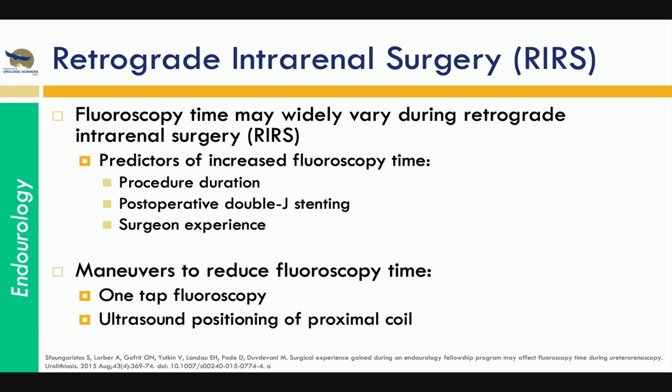There is some suggestion that you can try using ultrasound to image the proximal coil and position that, but it's a very small stent. It's not that it is radio-opaque, but it's hard to see. So long story short, unfortunately, ultrasound's not really a good replacement for just regular run-of-the-mill ureteroscopies, despite all these various advances.